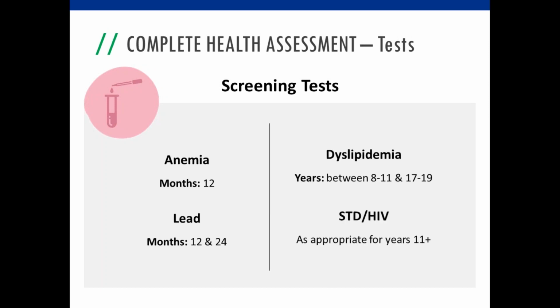Providers should also perform risk assessments or screenings as appropriate based on the universal screening requirements for patients with Medicaid in high prevalence areas, including labs and oral health. Some of the screening labs include anemia, lead, dyslipidemia, and STD and HIV testing.